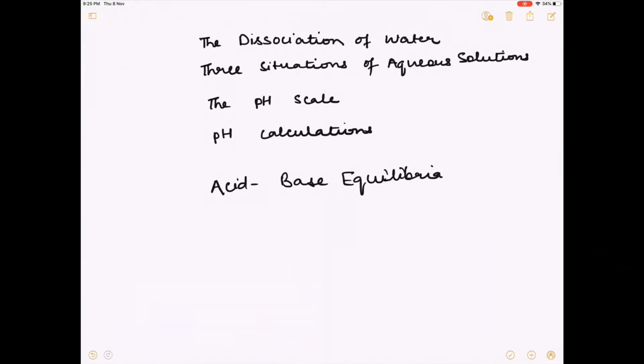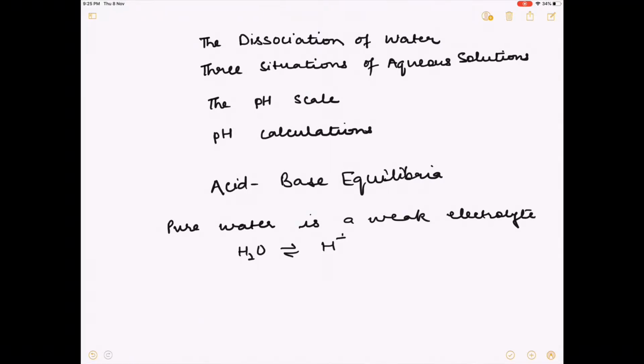Okay, so first of all, let's do dissociation of water. Now, water, as we all know, pure water is a weak electrolyte. But still it ionizes to a very slight extent. So ionization of water we can write like this. Since it's a weak electrolyte, we will have an equilibrium sign because the reaction will be reversible.